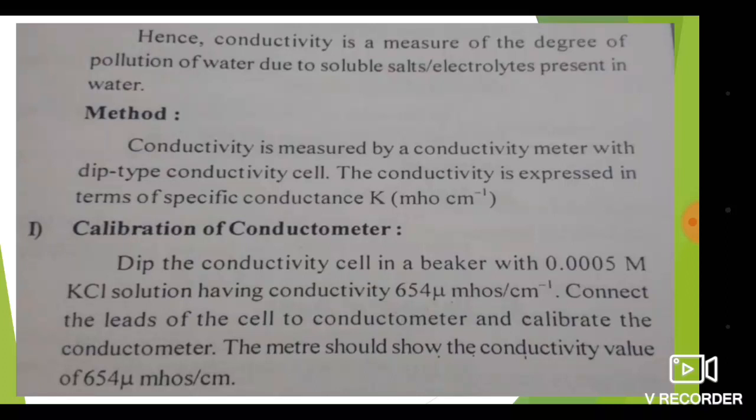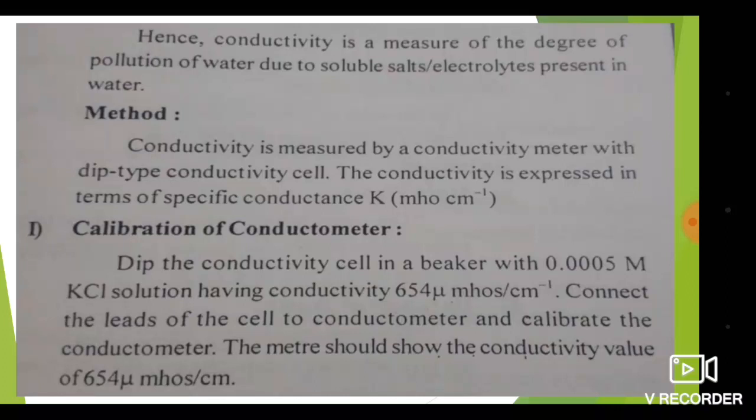This means that by measuring the electrical conductivity, we can detect how much pollution there is in the water, how polluted the water is, and what amount of pollutants are present in the given water. As pollution increases, the electrical conductivity also increases, because the concentration of the soluble salt increases due to the pollution. Then what is the method used for measuring the conductance?